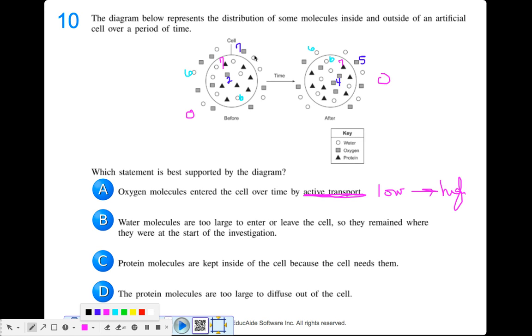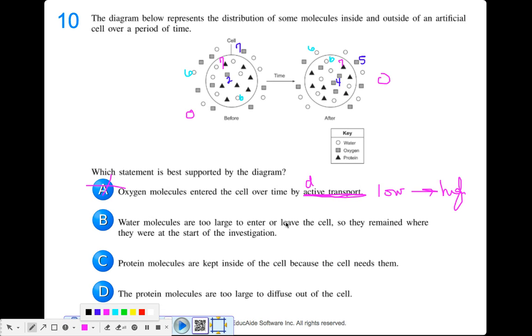And we're seeing there was a high concentration outside, and it moved into a low concentration. So that would not be active transport. If this said diffusion, I would say yes, but if it's active transport, no way, because it went from a high concentration outside into the lower concentration inside.